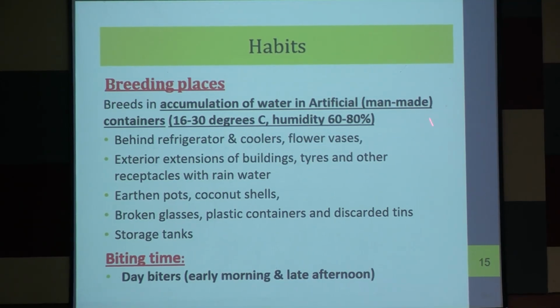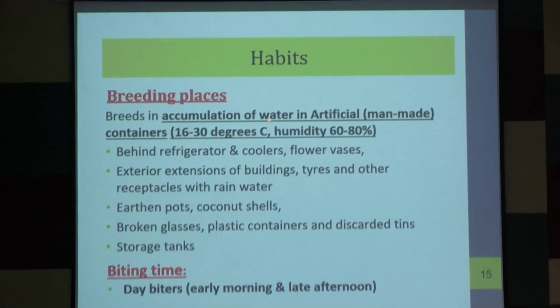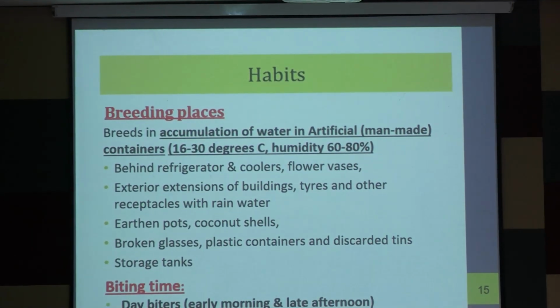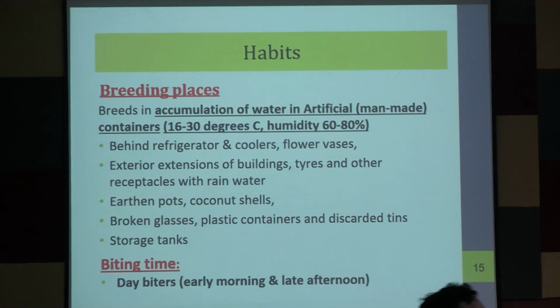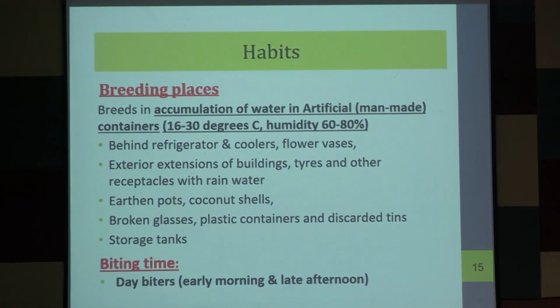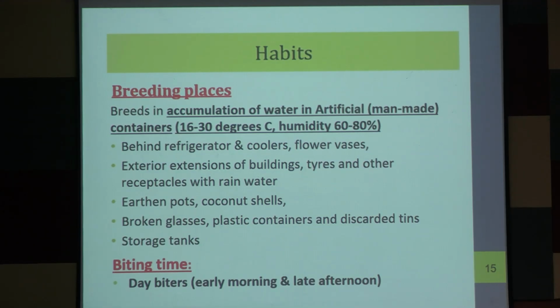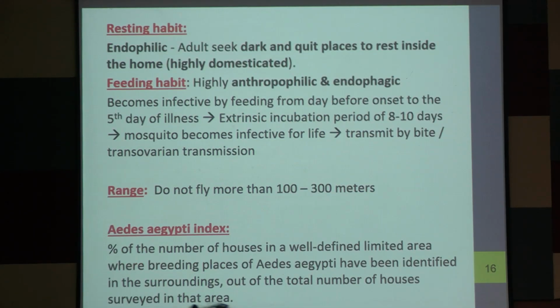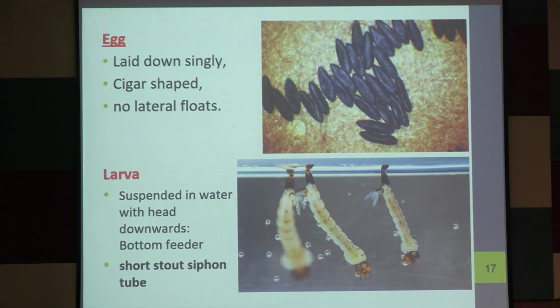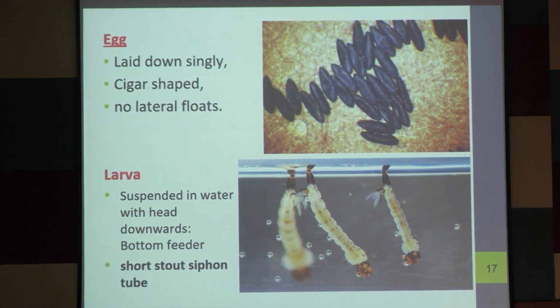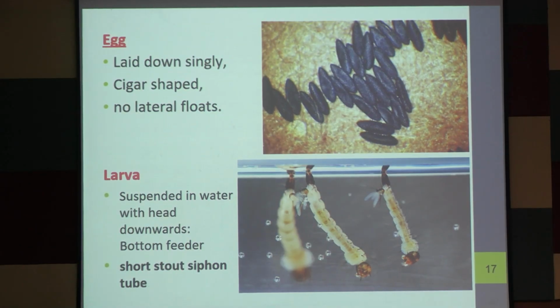Accumulation of water in artificial containers. This you have to write: 16 to 30 degrees centigrade with humidity 60 to 80%. That is the complete answer. What is another feature that I expected from you? That Aedes mosquito is a day biter. You might be asked about the characteristics of eggs and larva also in the viva. So remember 2 points of each.